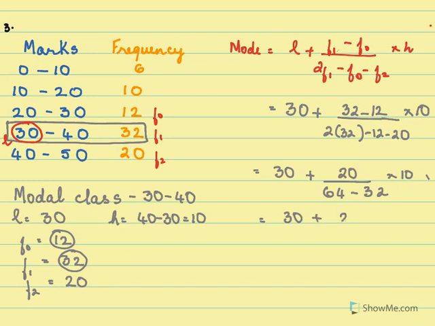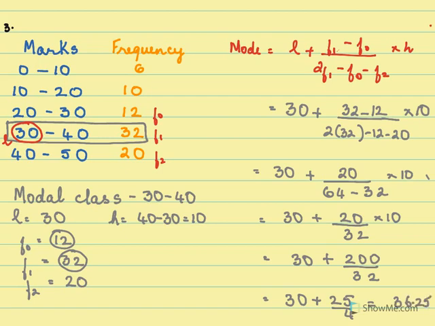So we have 30 plus 20 over 32 into 10. So this works out as 30 plus 200 over 32. That is 30 plus 25 over 4. Work this out and your answer will come 36.25. This is your mode. So mode equal to 36.25.